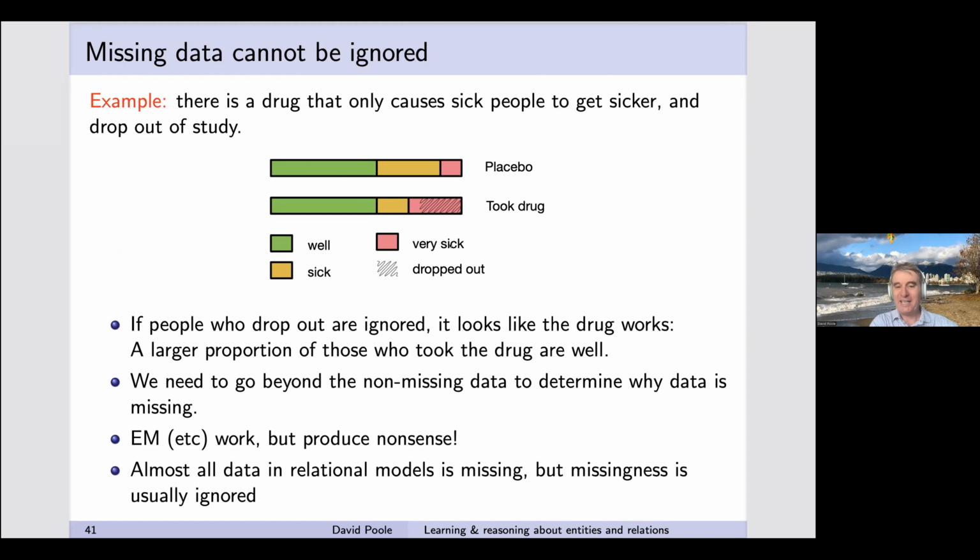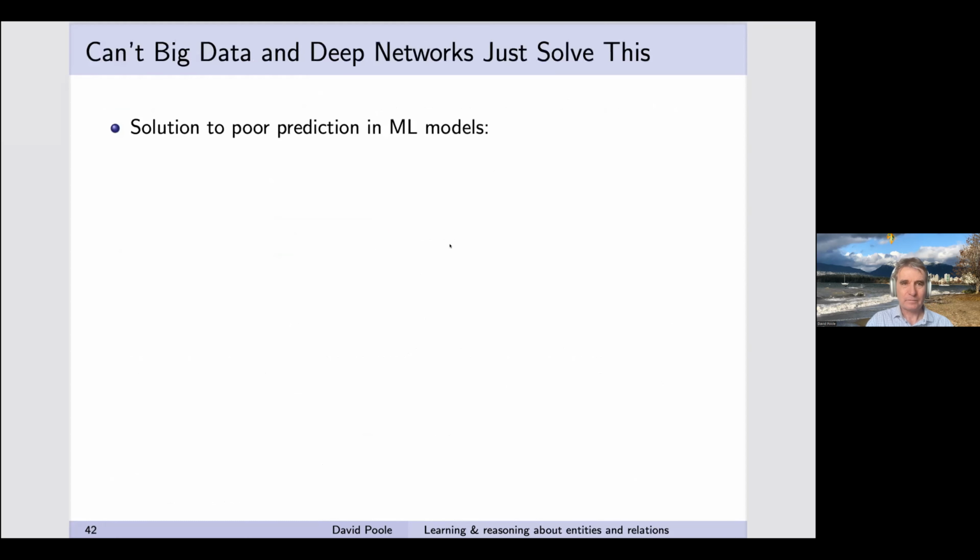Now, what happens in relational models is that almost all the data is missing, but we just ignore it. And somehow I think we do that to our peril. So there's a huge problem in what we need to do about missing data, and in ignoring missing data.